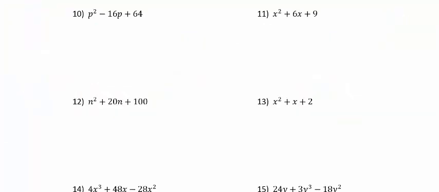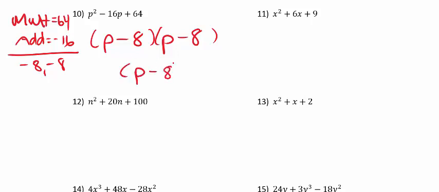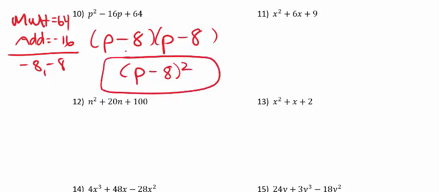Now for number 10, we're going to do the same thing. We're looking for two numbers that multiply to be 64 and add to be negative 16. And those two numbers are going to be negative 8 and negative 8. When we rewrite this in factored form, p times p is going to be p squared. And then we have a negative 8 times negative 8 is going to be positive 64. And a negative 8 plus negative 8 is a negative 16. Now we get the same thing twice. So we can rewrite this as p minus 8 quantity squared. And we notice that this pattern, where we get the same factor twice, is called a perfect square trinomial.